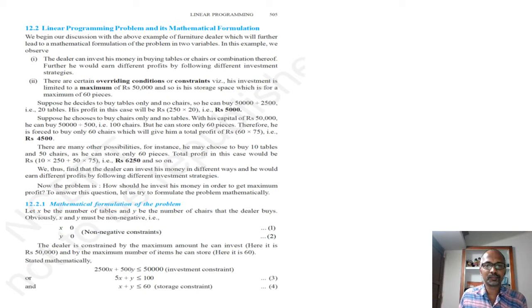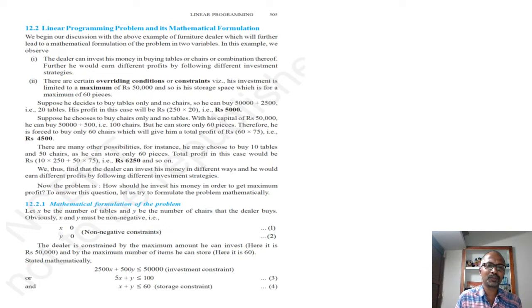I have already told you that there are some restrictions. With all these restrictions only, we have to find out the number of chairs and number of tables. So they are called decision variables. Number of chairs and number of tables we have to decide. Let us take x as the number of tables and y as the number of chairs.